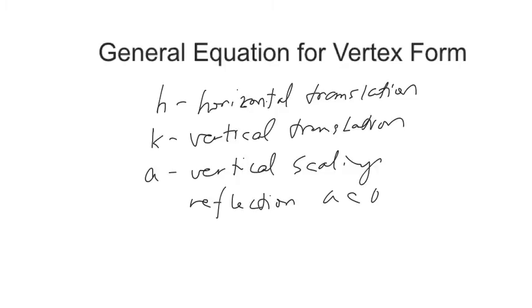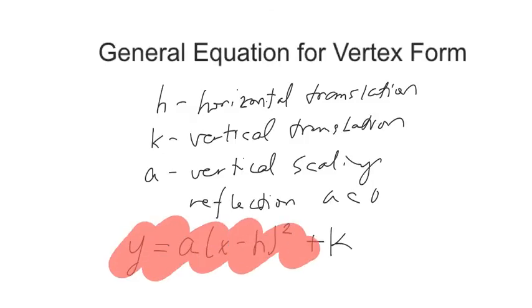So if I take all those things and put them all together into a general equation, I get y equals a times (x minus h) quantity squared plus k. So if you're the kind of person who likes to write equations down, this is a great one to do. Should go in your notes somewhere. Make sure that you know that one. It'll also be in our classroom.